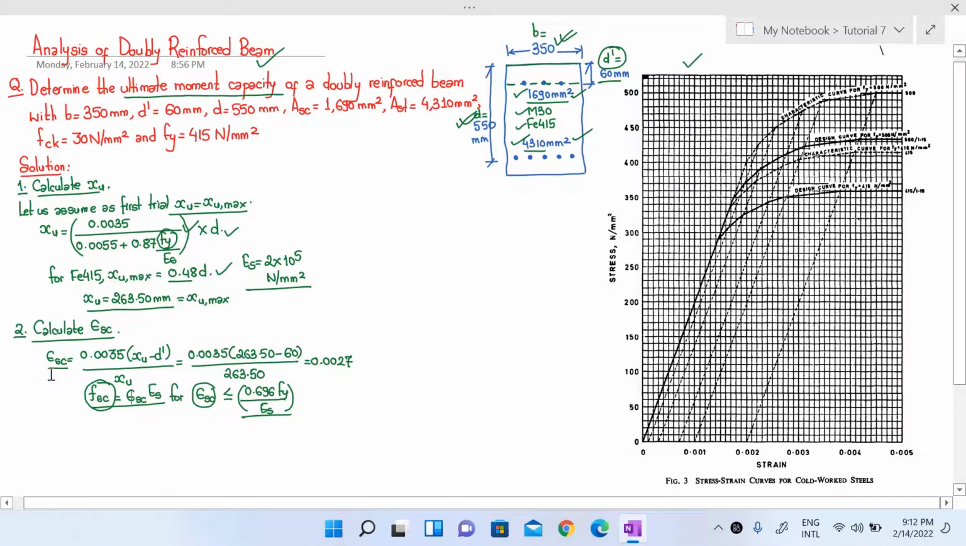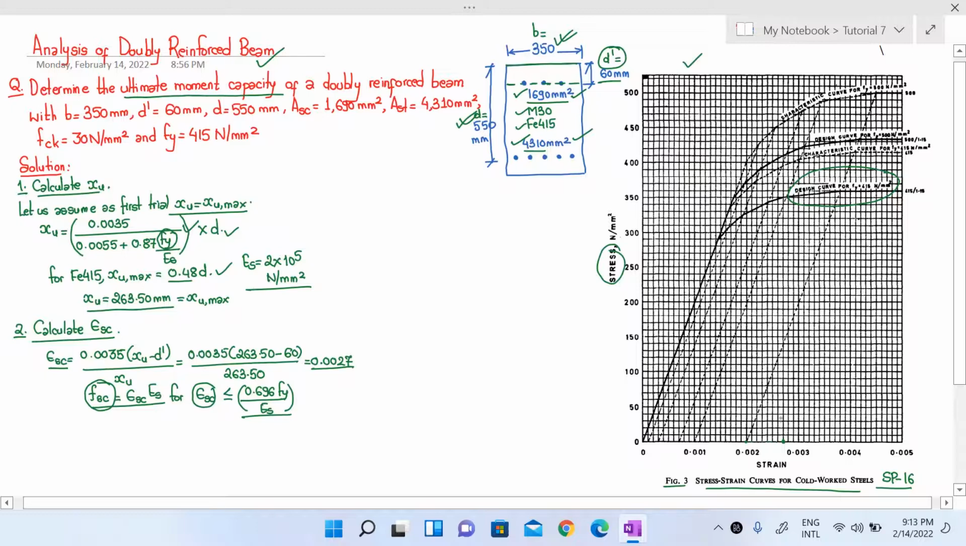Instead, what you have to do is use figure 3, which is the stress strain curve for cold worked steel, given in SP16. That is our design aids for IS 456. Corresponding to the value of 0.0027, from this graph you have to determine the value of stress, which is given on the y-axis. You can see here your design curve for 415 grade of steel, which I have encircled here. From the strain axis, let's see, we have 0.002, 21, 22, 23, 24, 25, 26, 27. So this is the value of strain, 0.0027.